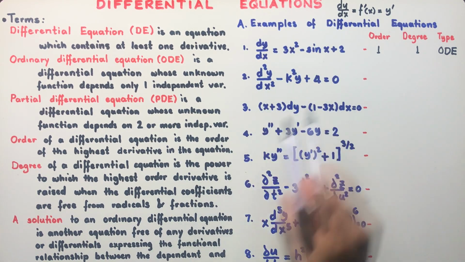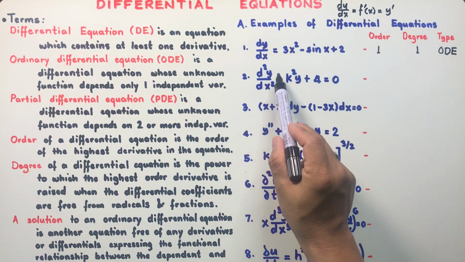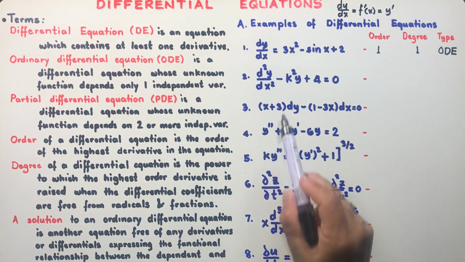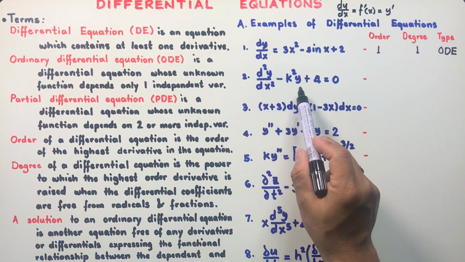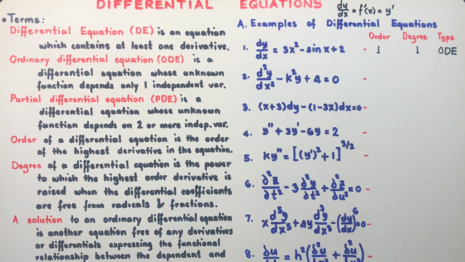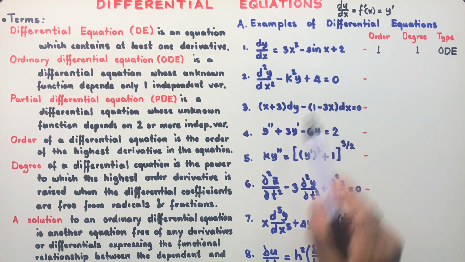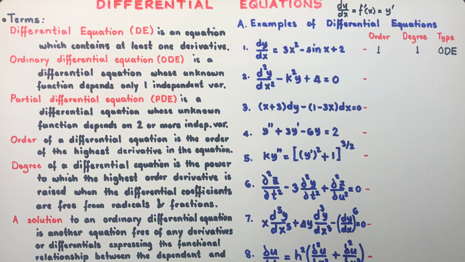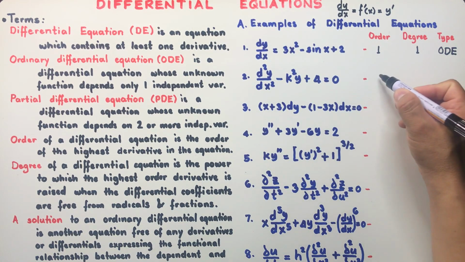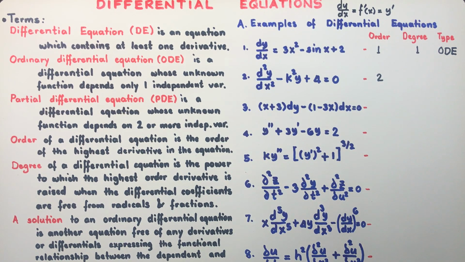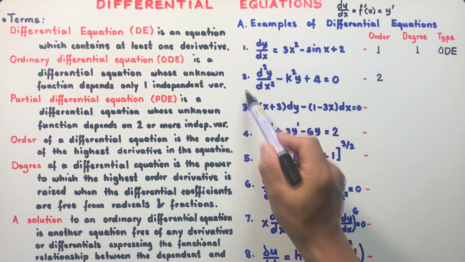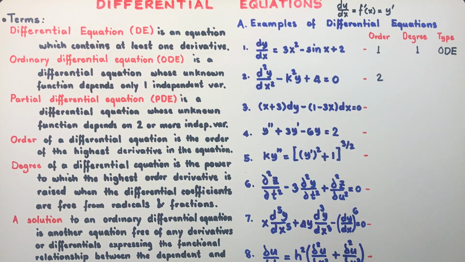Now, number 2, the second derivative of y with respect to x minus k squared times y plus 4, which is equal to 0, is an example of a differential equation. Why? Because it involves derivatives in it. And what is the order of the differential equation? The order is 2. So this is in the second order. Why? Because you can see here the second derivative of y with respect to x.